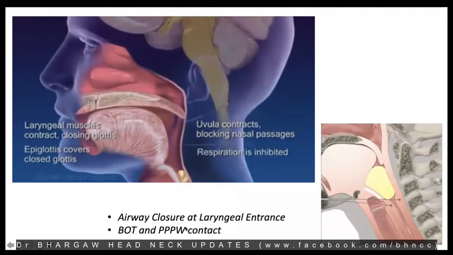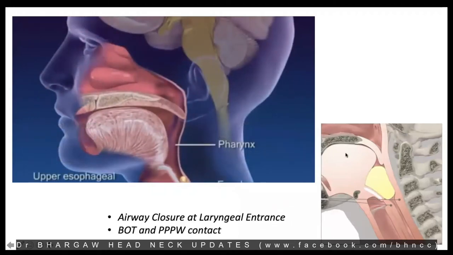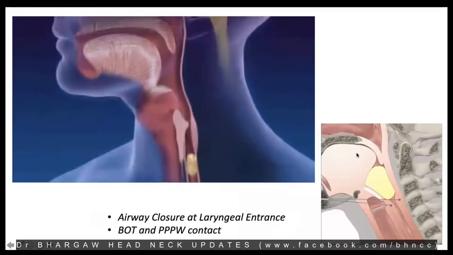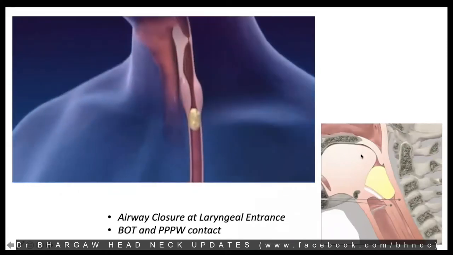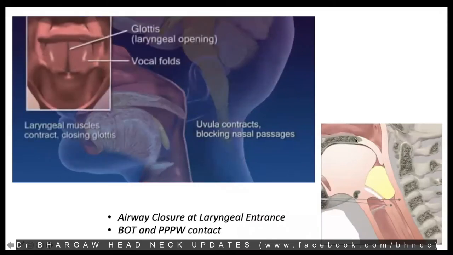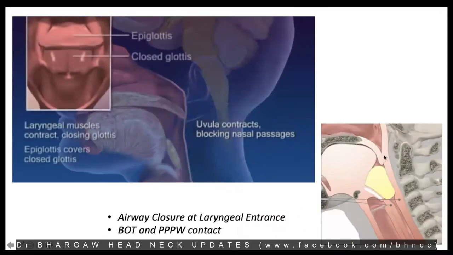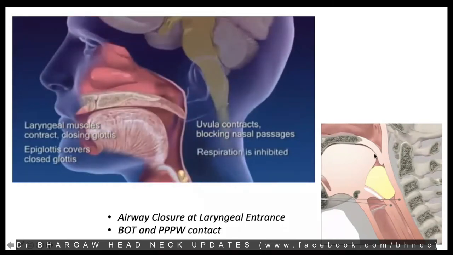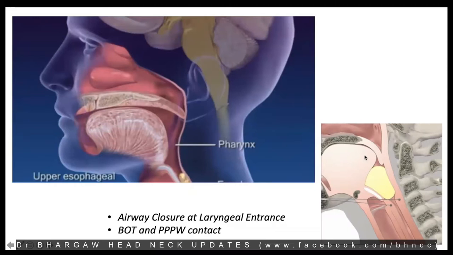The second is the base of tongue to the posterior pharyngeal wall contact. When the base of the tongue propels the food backwards, it also pushes the soft palate towards the posterior pharyngeal wall. It doesn't go up. The tongue goes posteriorly, and this closes the whole nasopharyngeal inlet and prevents regurgitation of food. At the same time, it propels the food down with the pharyngeal wall.